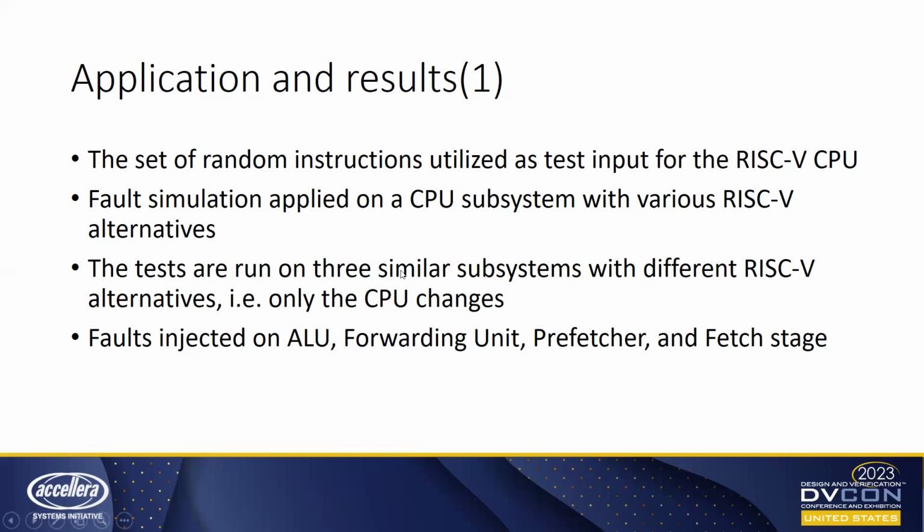The tests are run on 3 similar subsystems with different RISC-V alternatives, which means that we're using the same subsystem, so the same memories, same peripherals, but we're changing only the CPU. And faults are injected only on interesting components like ALU, forwarding unit, prefetcher, and fetch stage. So only these components are kept on a gate level, and the rest of the design is kept on RTL, because we're using our mixed RTL and gate level granularity framework.